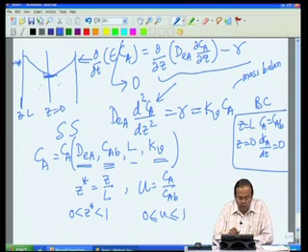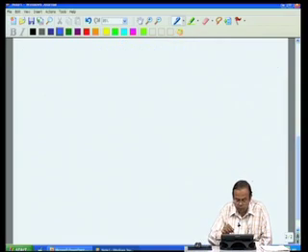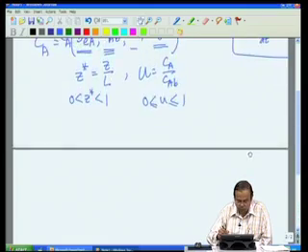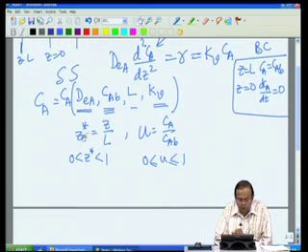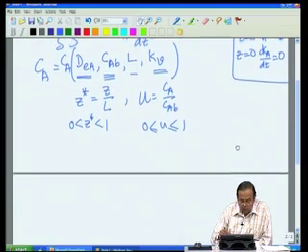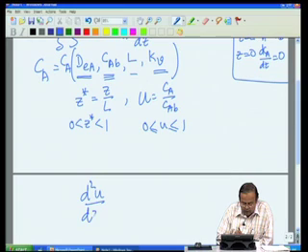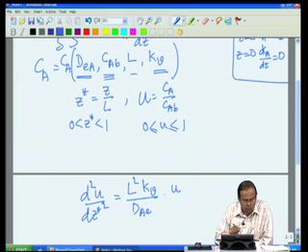Now, if you substitute this z star and U into our mass balance equation, we actually get our mass balance equation in the following form: d square U by dz star square is equal to L square kV divided by D Ae into U.